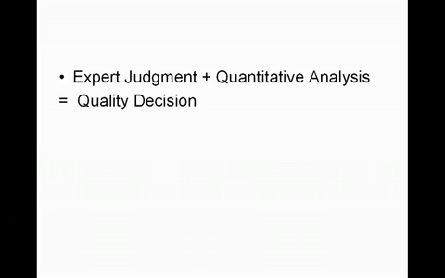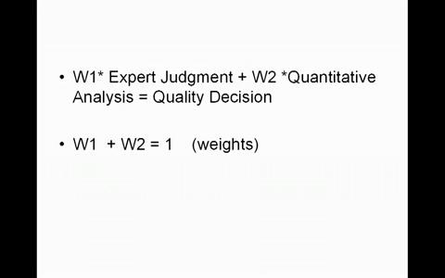So to make a quality decision, you're going to probably have some expert judgment and some quantitative analysis thrown in. The question is, how much weight should you put on your expert judgment and how much weight should you put on your quantitative analysis, where W1 and W2 are the weights that sum to 1, of course.